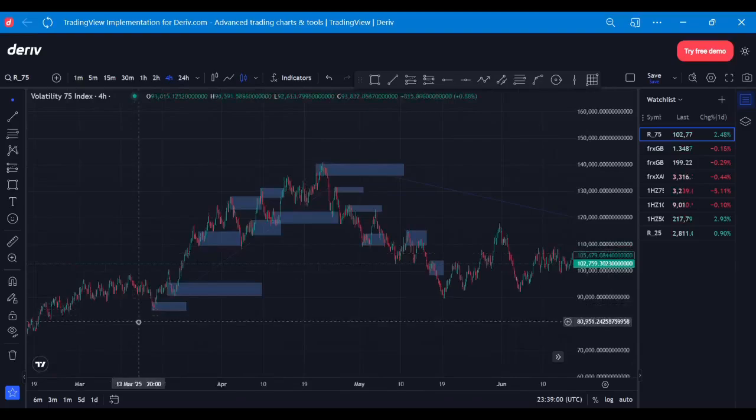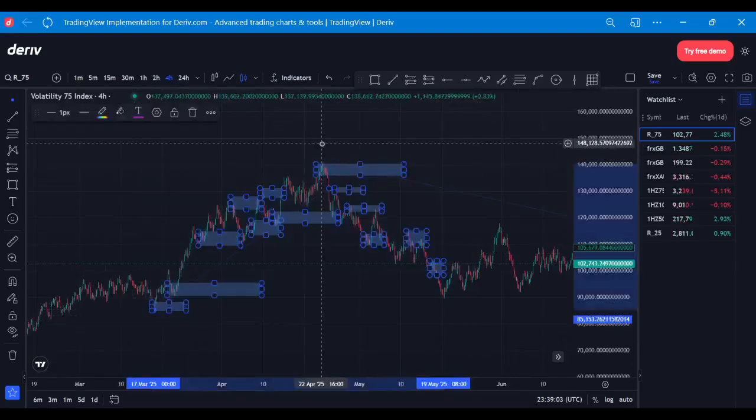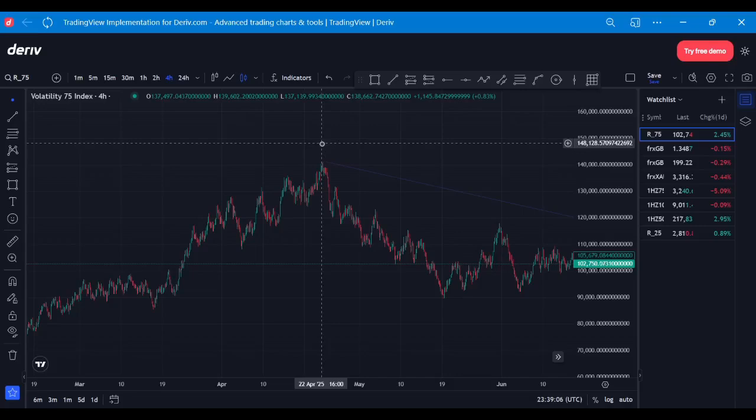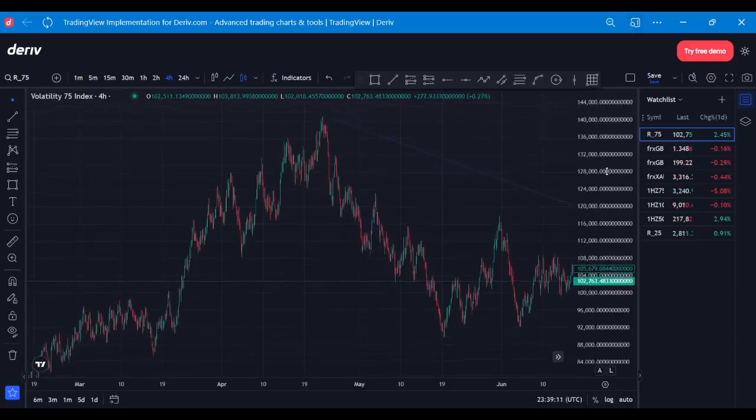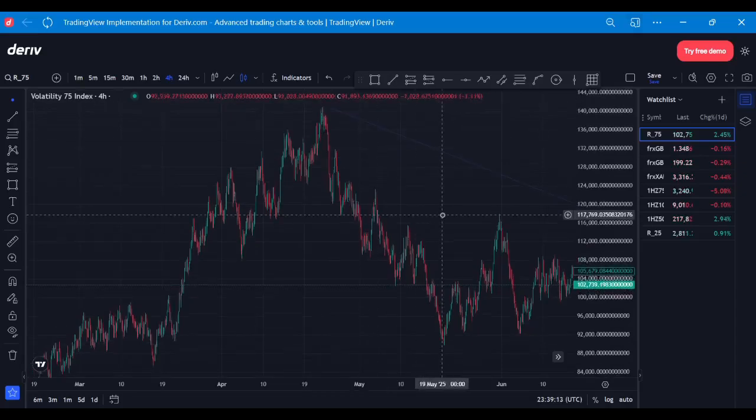So we'll be talking about support and resistance. Support and resistance is a bit different from demand and supply, right? Support and resistance are places where price is respected over time.